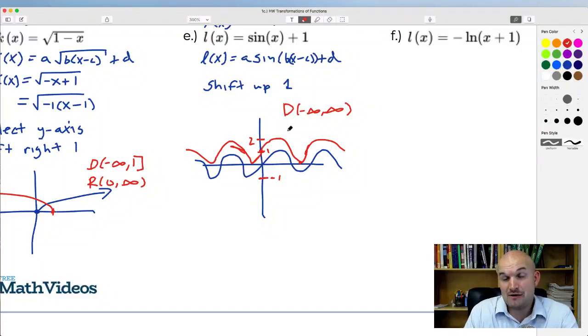So this graph is bounded. Obviously, it has a max and a min. So the range is going to be from 0 to 2.